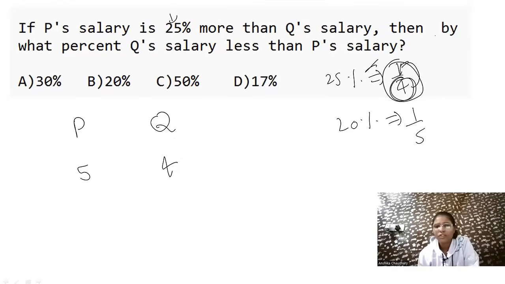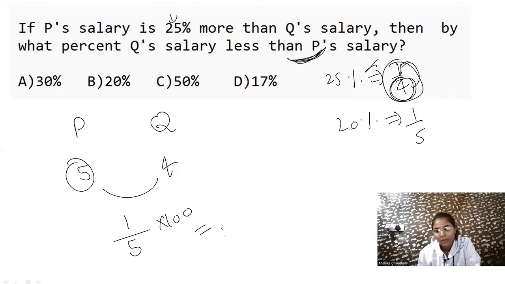Now what we need to find out is: Q's salary is what percent less than P's salary? So what is the difference? 5 minus 4 is 1. Now, what are we comparing with? We are comparing with P's salary. P's salary is 5, so 1 by 5 into 100. So what do we get? We get 20%. So in just 20 to 30 seconds you will be able to find the answer.